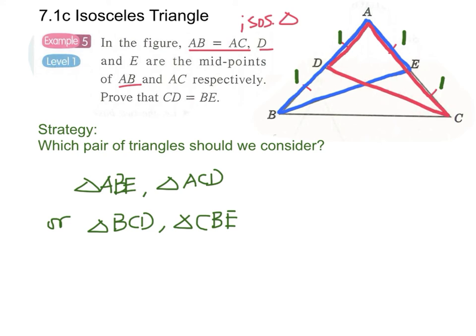So therefore, we have to switch to look at the angles. And it is quite obvious that this common angle is the same for two triangles. This is a common angle A. So therefore, by SAS, these two triangles are congruent to each other.